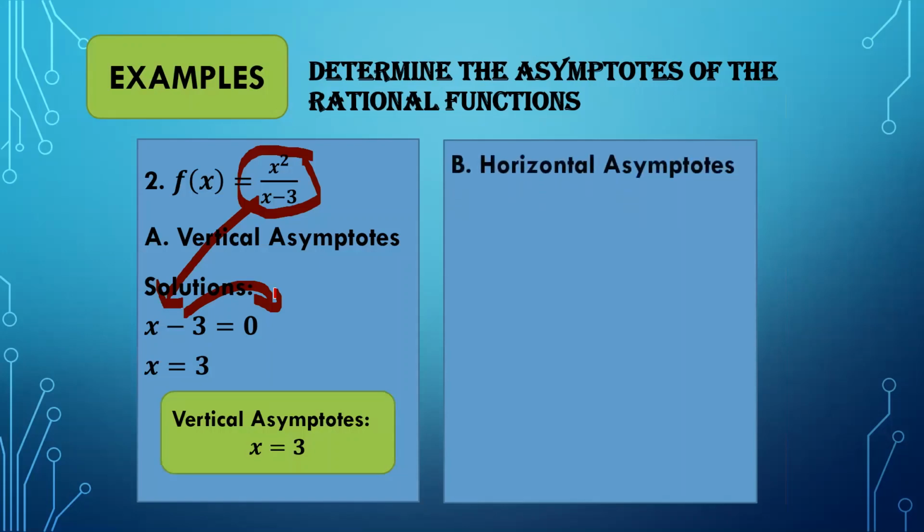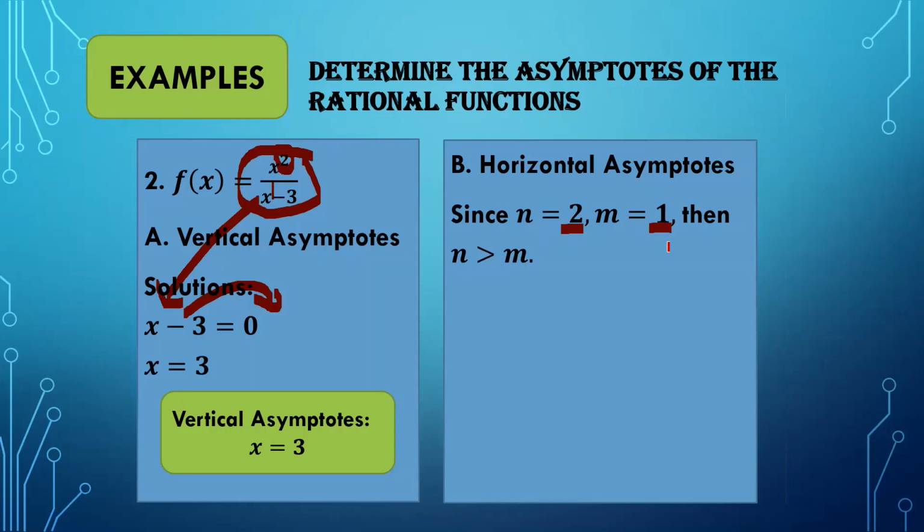Next, we have the horizontal asymptote. Since n is equal to 2 and m is equal to 1, the question is where did I get 2 and 1 for n and m? Again, the exponent of x in the numerator is 2. Therefore, n is 2. And the exponent of x in the denominator is 1. So therefore, m is equal to 1.